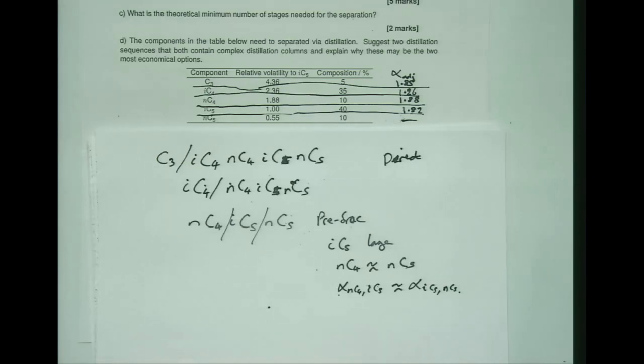The first step is just a normal distillation column to separate off C3 at the top and the other components at the bottom. The second column is just a normal distillation column to separate the IC4 off at the top and the other components at the bottom. And then the final three components you then put into the technique of pre-fractionation with the pre-fractionator at the front and then the large distillation column behind.